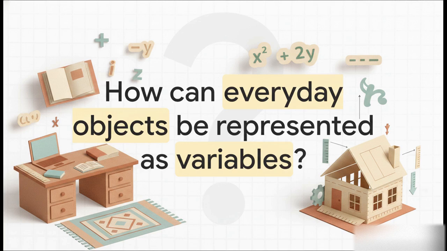So I want to leave you with this thought to end our explainer today. Look around your room right now. How could the dimensions of the everyday objects around you, your desk, your rug, your screen, be represented as variables and polynomials? Once you start seeing the world through the analytical lens of algebra, I promise you, it completely changes how you understand the space around you.